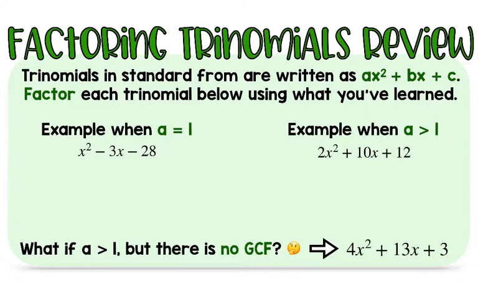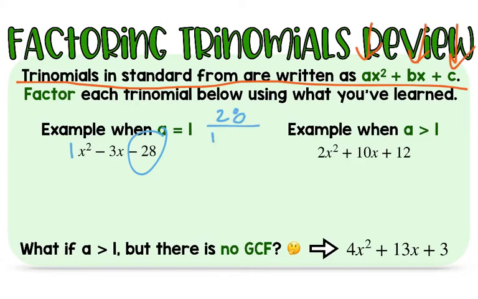So the first sentence on this page says, trinomials in standard form are written like this. And that's what I just talked about on the last slide. So A is always just the letter we use for the leading coefficient. B is the middle one, and C is our last one. So when A is equal to 1, and this is what we did all last week, so technically you can think about there being a 1 right there, we would take C, which is your last number there, the one with no letters, and we would write out factors of it. So factors of 28 are 1 and 28, 2 and 14, 4 times 7, and that's it.